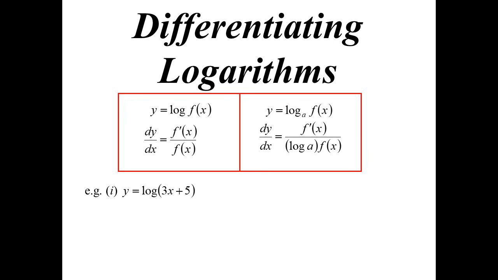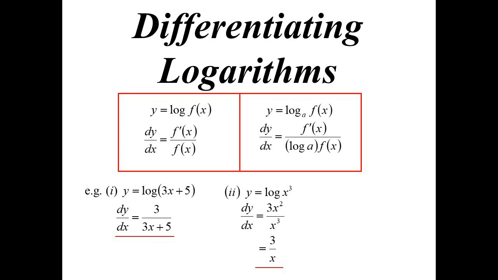Okay, I'll start off with a very basic one there. Derivative over the function. Bingo, derivative of 3x plus 5 is 3, so 3 over 3x plus 5. Y equals log of x cubed. Derivative over the function, but now we've got some cancelling. Of course, there's another way we could have done that. We could have used our log laws.